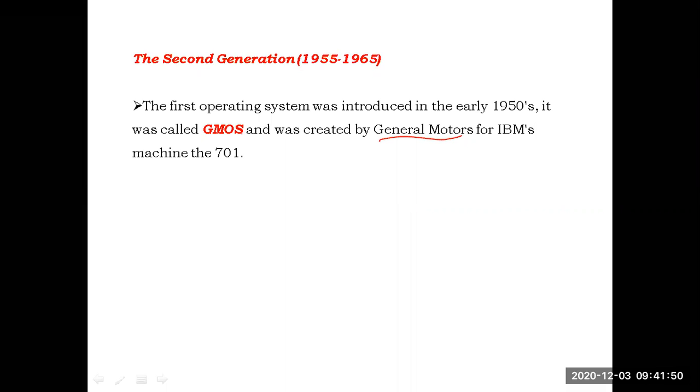The first operating system was developed in the 1950s, and it was named GMOS, General Motors Operating System, because it was developed by the company named General Motors in the early 1950s. The first OS was used for which machine? The first OS was used for the machine IBM 701. For that machine, the first operating system was developed. Is it clear, guys?